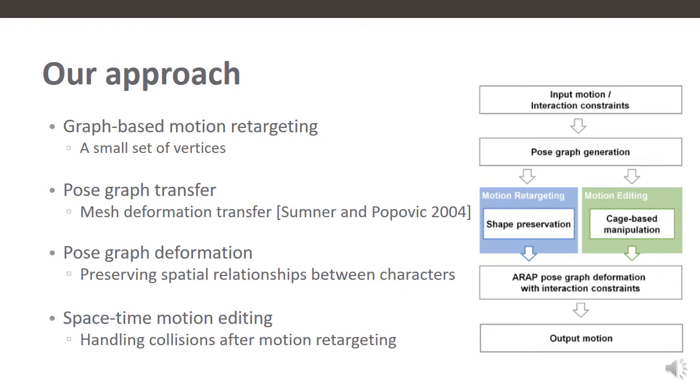In the second optimization step, we apply various constraints identified from the source motions to the intermediate result obtained from the first optimization. The space-time motion editing system is built with a cage-based interface that allows the user to manipulate multiple characters and makes the editing process more efficient and intuitive.